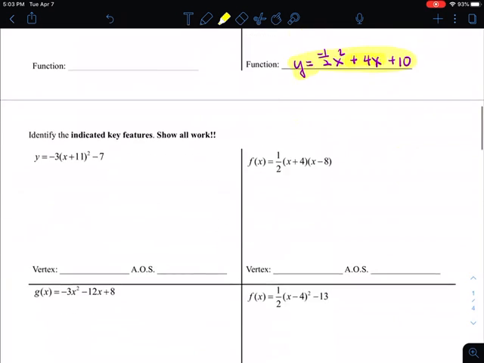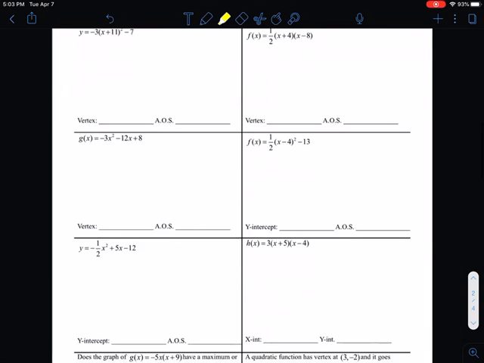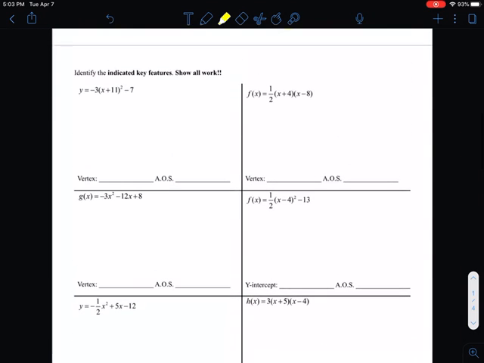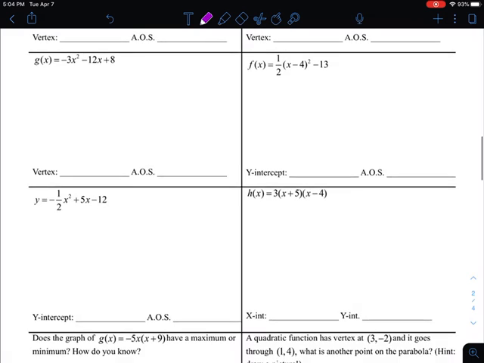All right, so that's the second part. And all of the second page is just finding key features. Again, these are given in different forms: vertex form, standard form, and intercept form. Of course, you can feel free to look back at your notes if you forget how to find a key feature in a certain form. And again, I'll do a couple with you guys.